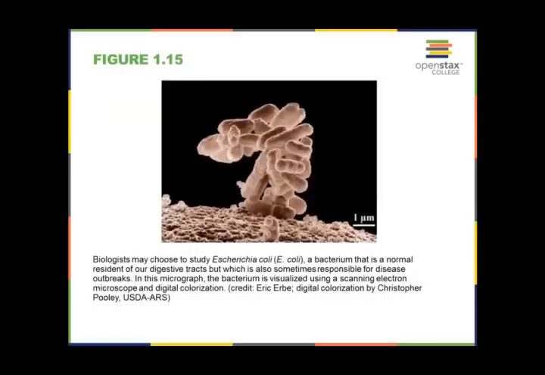This is an E. coli picture underneath an electron microscope. A lot of bacteria do look very similar underneath the electron microscope, so we have to use other means to actually identify them. This is using a scanning electron microscope, so you can see the outside surface and it gives more of a three-dimensional type of image.